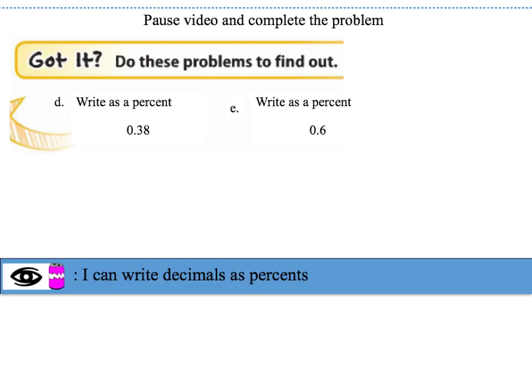So pause the video and complete these got it problems, and we will discuss the answers in class tomorrow. Notice I have 2 got it problems on this slide, got it problem D and got it problem E. Please be sure you show a diagram, either a tape diagram or a 10 by 10 grid, to show what each looks like as a percent.